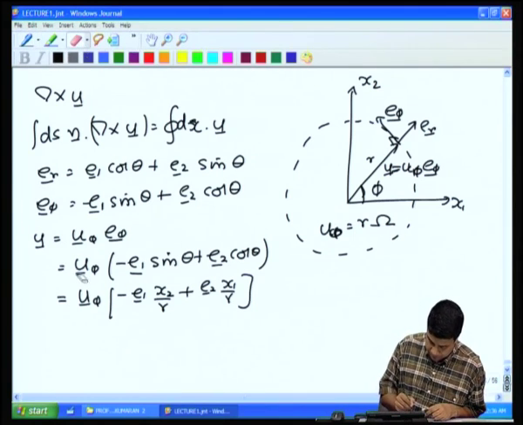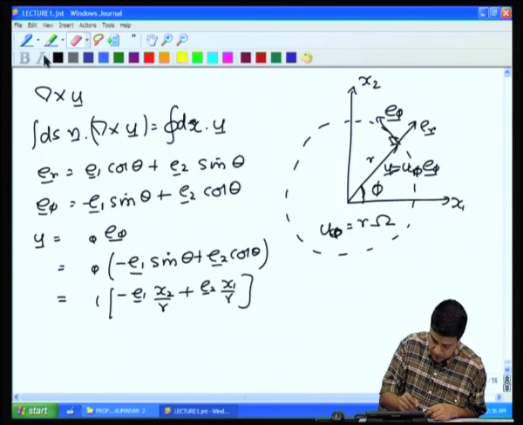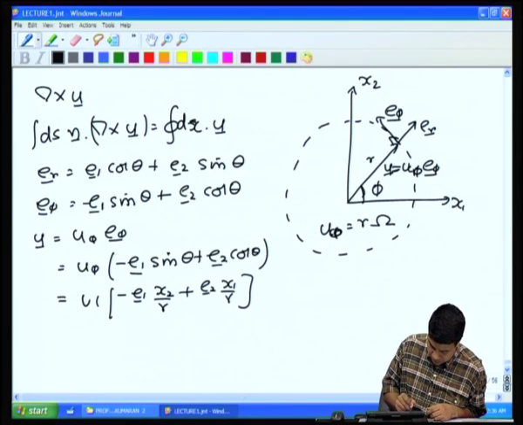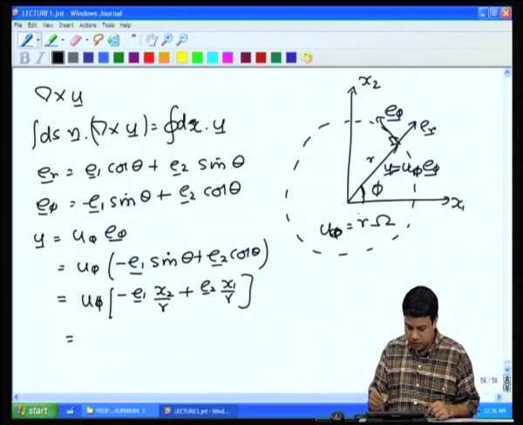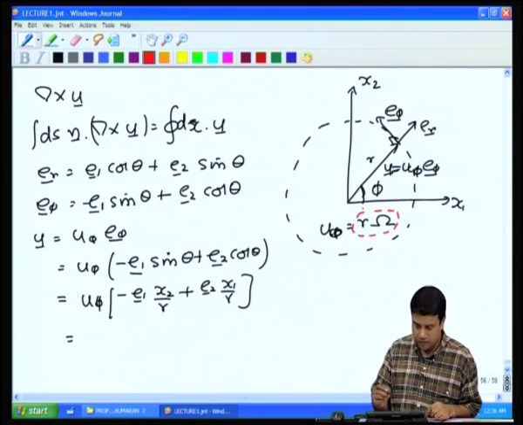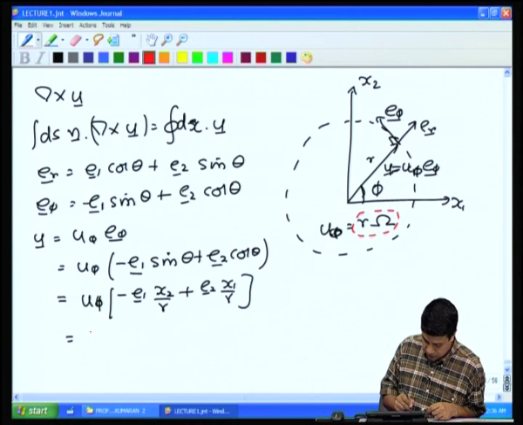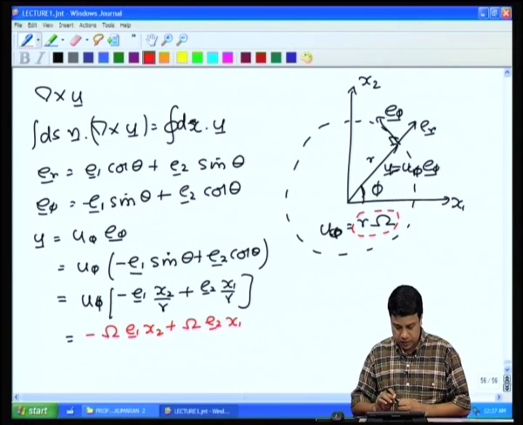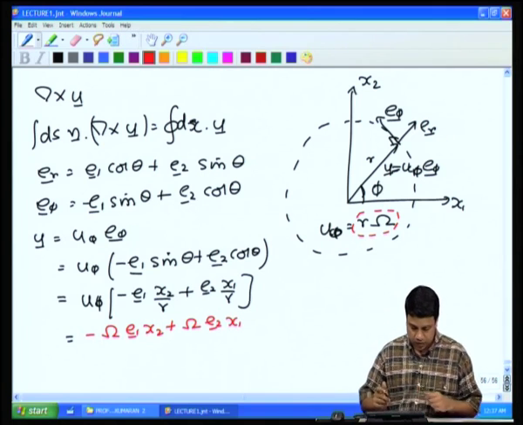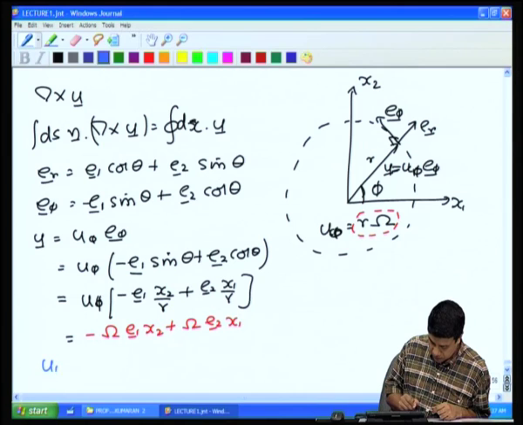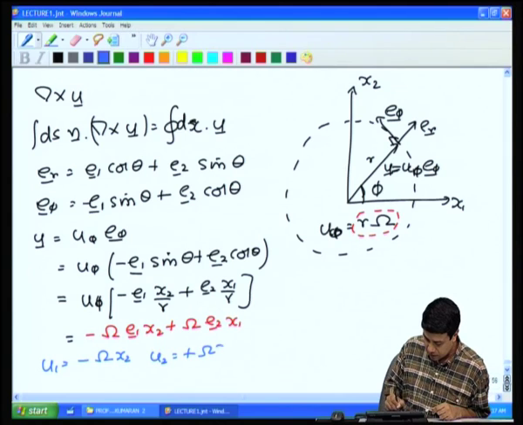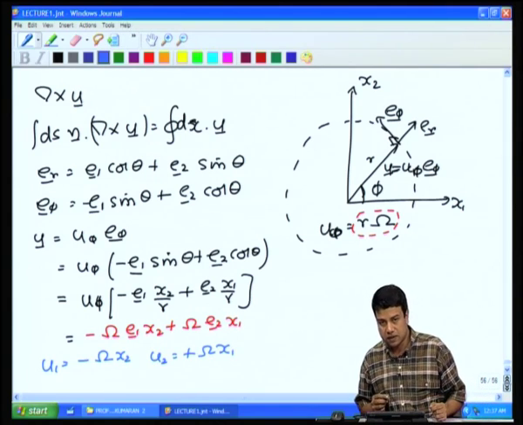Now, I should write these as scalars. And if I use the form for solid body rotation for u phi, I will get this is equal to minus omega E1 x2 plus omega E2 x1, because I used u phi is equal to r times omega, which means that the velocity field is u1 is equal to minus omega x2, u2 is equal to plus omega x1. So, that is the velocity field in the Cartesian coordinate system.